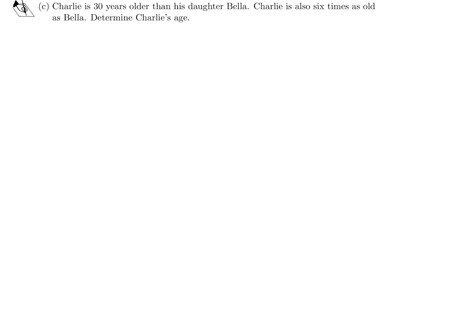Charlie is 30 years older than his daughter Bella. Charlie is also 6 times as old as Bella. Determine Charlie's age. So Charlie is 30 years older than Bella. Charlie is also 6 times the age of Bella.